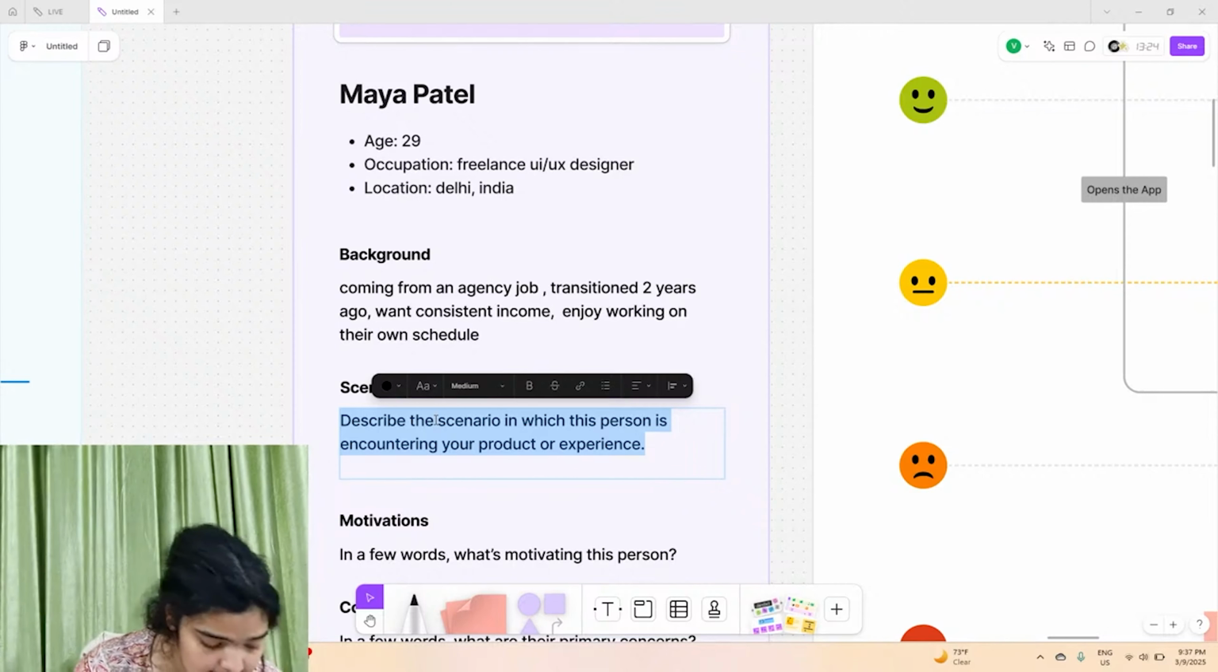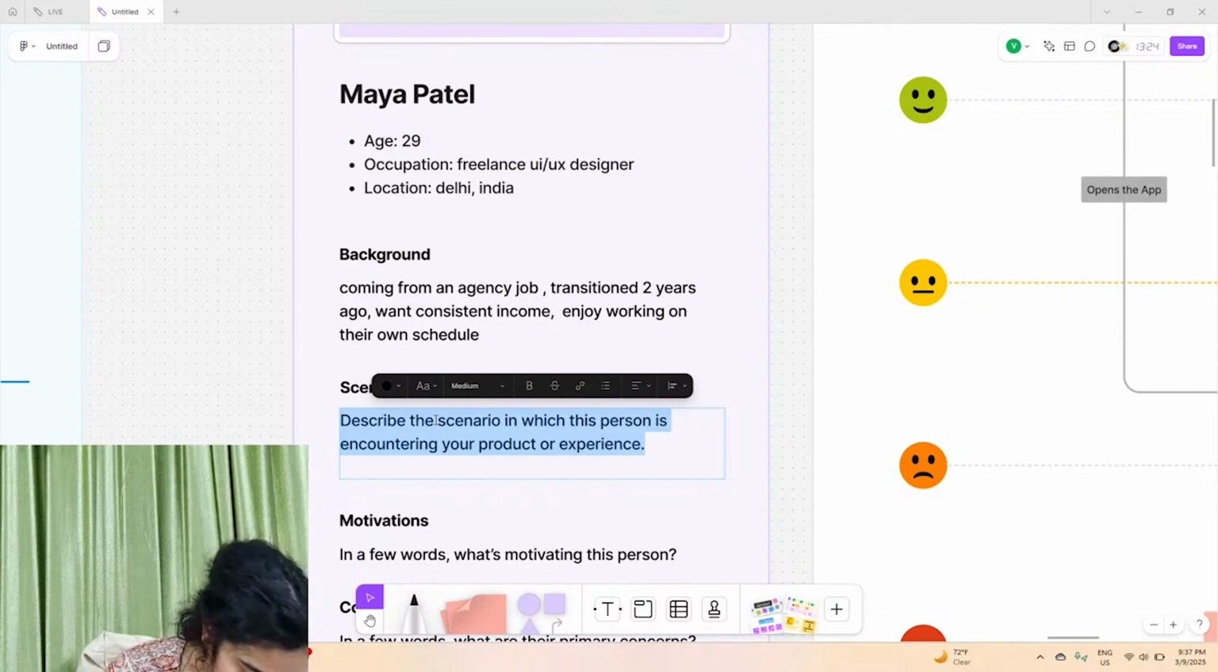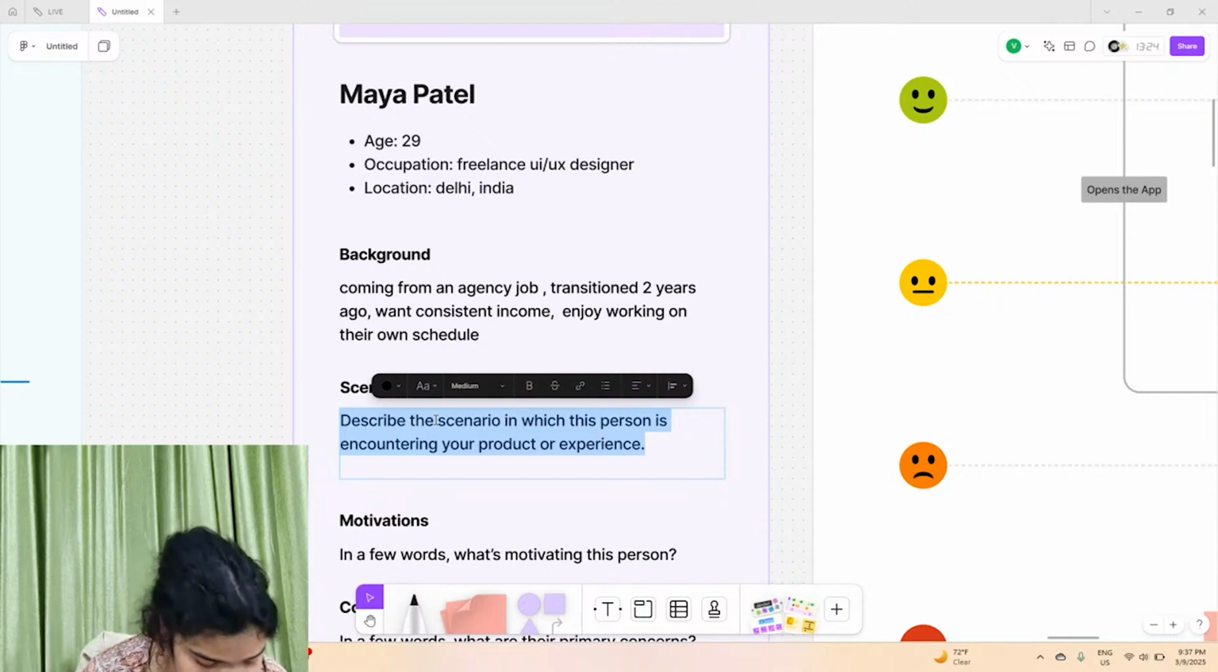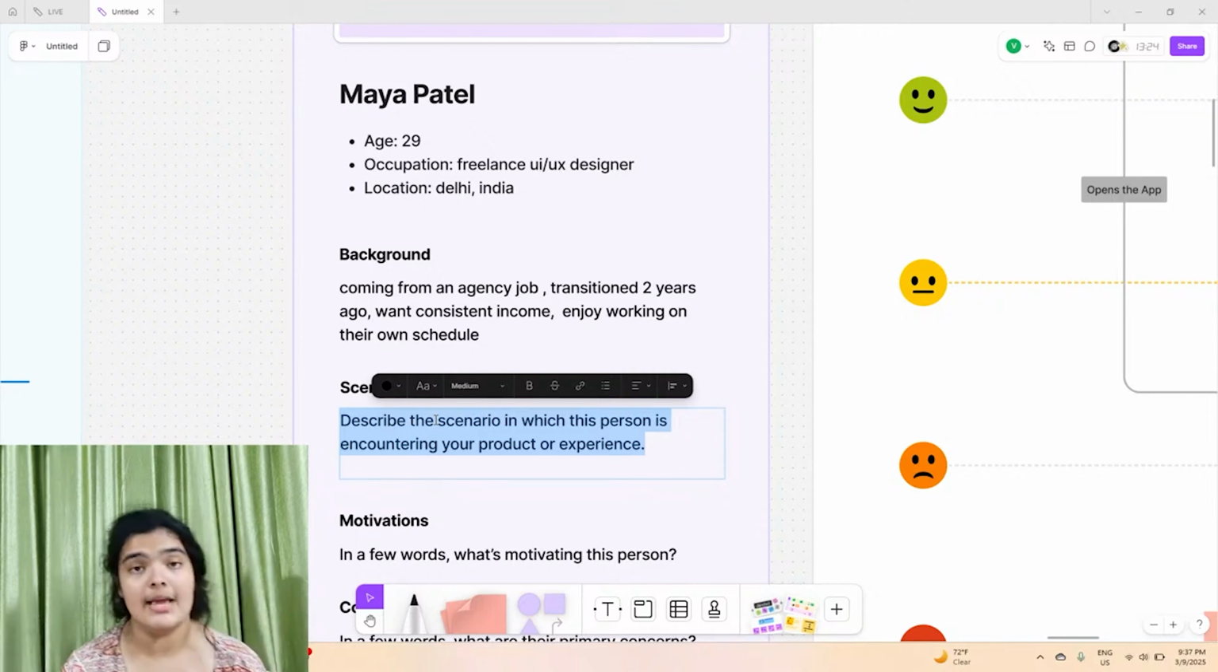What is the scenario that this person is encountering with our product and service? Scenario is Maya is looking for a structured approach to land clients more efficiently, and she has tried networking on LinkedIn. She has tried places like Upwork, but cold emailing has never worked and results have been inconsistent. So she's considering purchasing a course or a tool that helps freelancers like her build a steady pipeline of work.